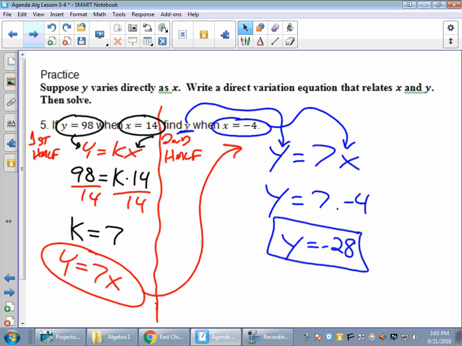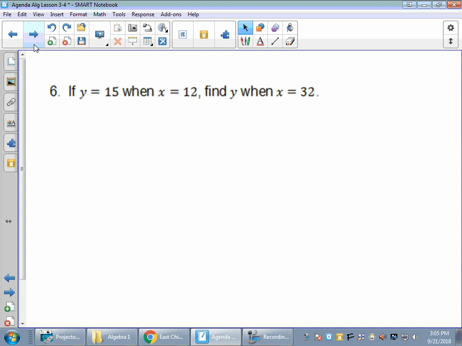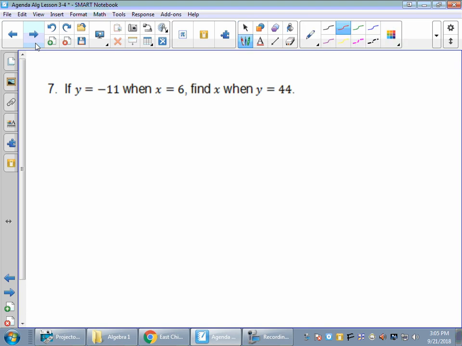Okay? All right. Number 6, you can work on that on your own, or maybe we'll try this in class to see where we're doing, but it's very similar to that one. But I want to try number 7 here. Number 7, if y equals -11 when x equals 6, find x when y equals 44. So again, our comma is right here. So let's draw the line for the halftime line. Let's say this is the second half. Okay, second half of the problem. And then over here, we'll do the first half.